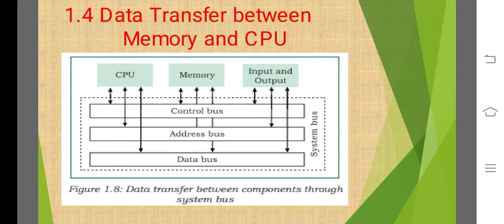All the buses are having different jobs. They control different types of jobs. Control bus controls and manages how the data is transferred, how the address is transferred. Everything is managed by control bus. Address bus controls the address only, and data bus controls the data only, and the combination of all the 3 buses is known as system bus.